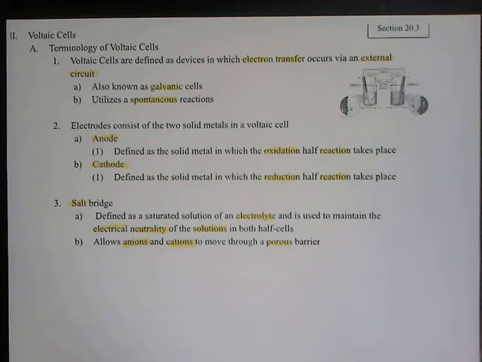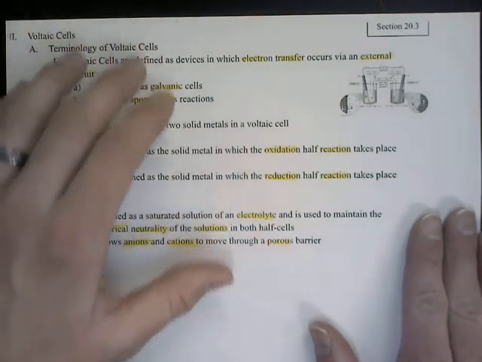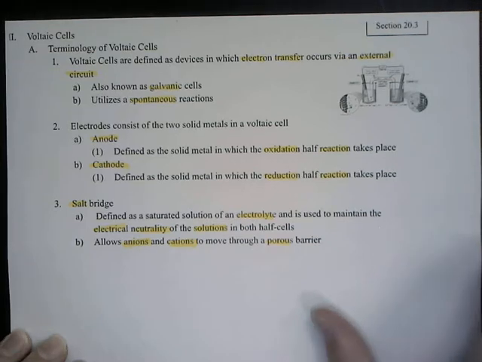Basically what that's saying is, hey, we have to have some flow of ions as this process happens, and that's what that salt bridge does. And you can see here it allows anions and cations to move through porous barriers. Now again, electrochemistry and especially voltaic cells is important to determine what the flow of electrons is. So let's go ahead, keep these terms handy here. Let's go ahead and label a diagram so we have a better idea of what is happening.